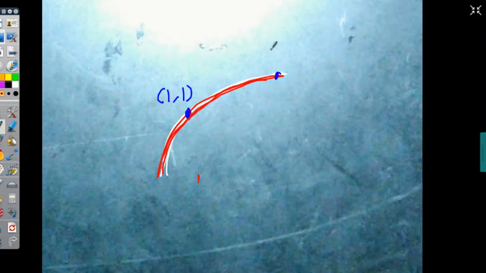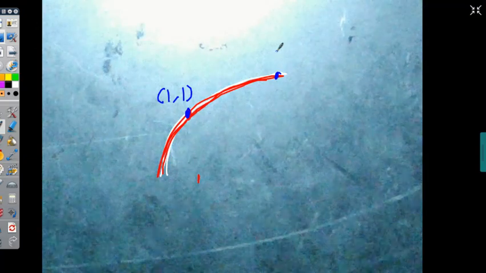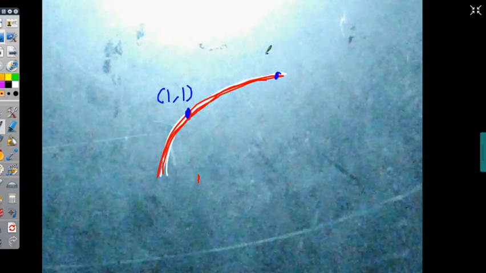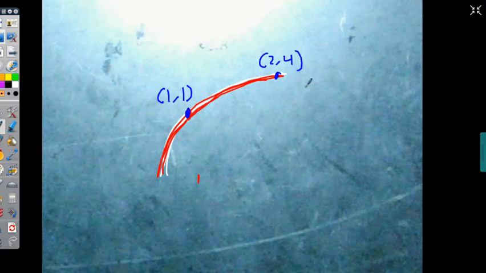So, drawing a rough sketch of a graph, let's say you had some sort of function where, let me do red here, you had an input of 1, 1, and then 2, 4. 1, 1, 2, 4. This is not to scale at all.